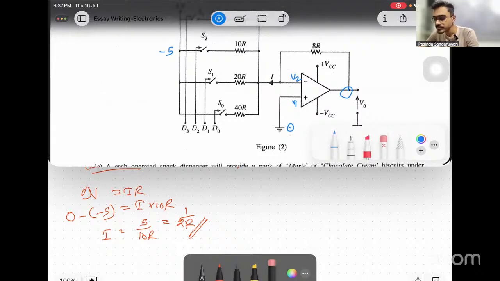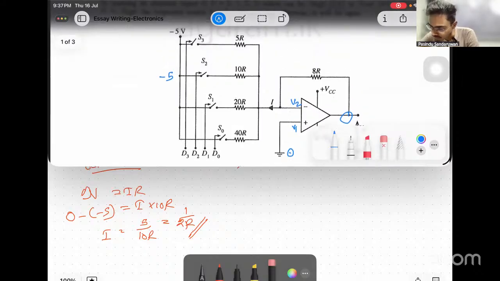Now 5 volts is given for S3, so S3 is on. And 0 for S2, so S2 is closed. The other two are also on: S1 is on, S0 is on. What is asked is to calculate the current capital I indicated in the figure.